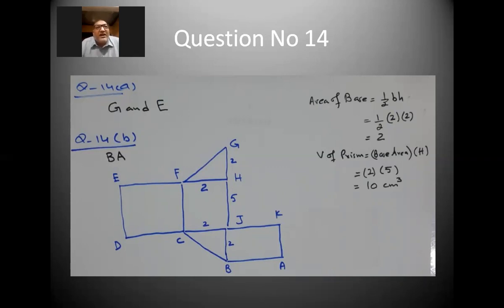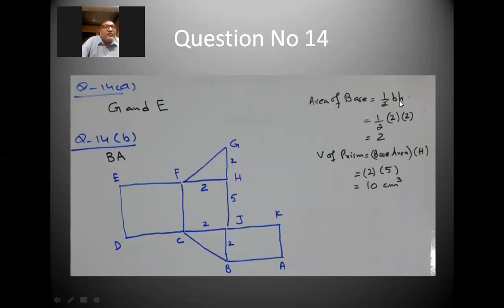Question number 14, B part, the DE, when you fold it, make a box out of it, then the DE will be in touch with the BA edge. And when you want to find out the volume, and he gave you some dimensions, the dimensions he gave us, I have written here. And you can see this triangle, this will be the base of the prism.